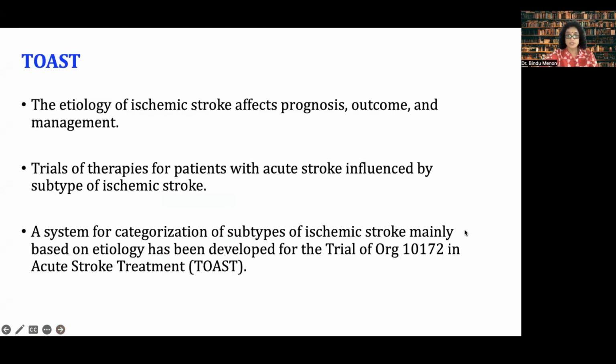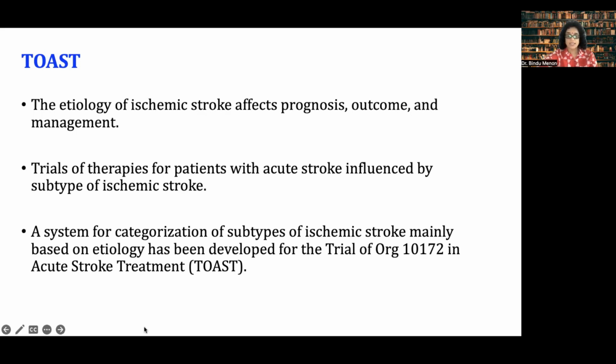So now the etiology of ischemic stroke affects the prognosis, the outcome, and the management. And the trials of therapy for patients with acute stroke are influenced by the subtype of ischemic stroke. As we know, if it is a cardioembolic stroke, we need to anticoagulate. If it is a large vessel disease, then we may have to go in for an intervention. If the patient has a vasculitis and we have a report in hand or we have a suspect in hand, then probably steroids might be useful for them.